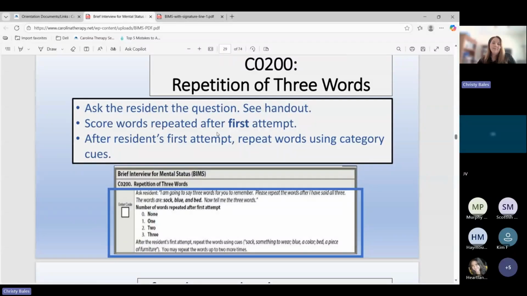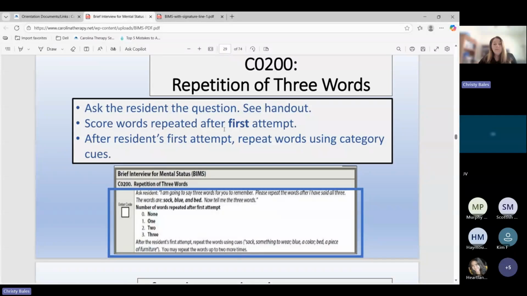So, repetition of 3 words, C0200. You're going to ask the resident the question on the handout. So, I'm going to say 3 words for you to remember. Please repeat the words after I have said all 3. The words are sock, blue, and bed. Now tell me the 3 words.